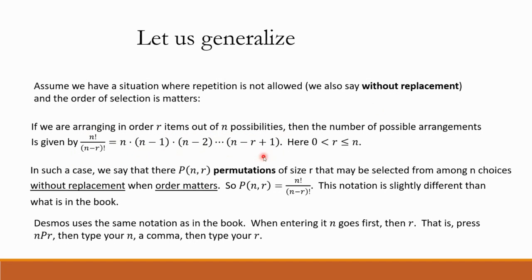Now this is really important, so that's why we have this notation here. P of n comma r. So P of n comma r is the number of permutations of size r out of n possibilities. In other words, this is the number of ways we can order r items out of n possibilities without replacement.